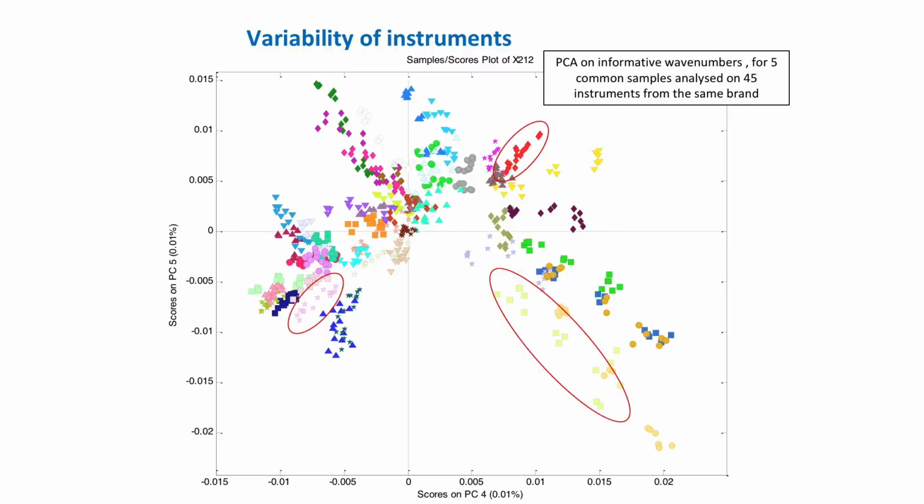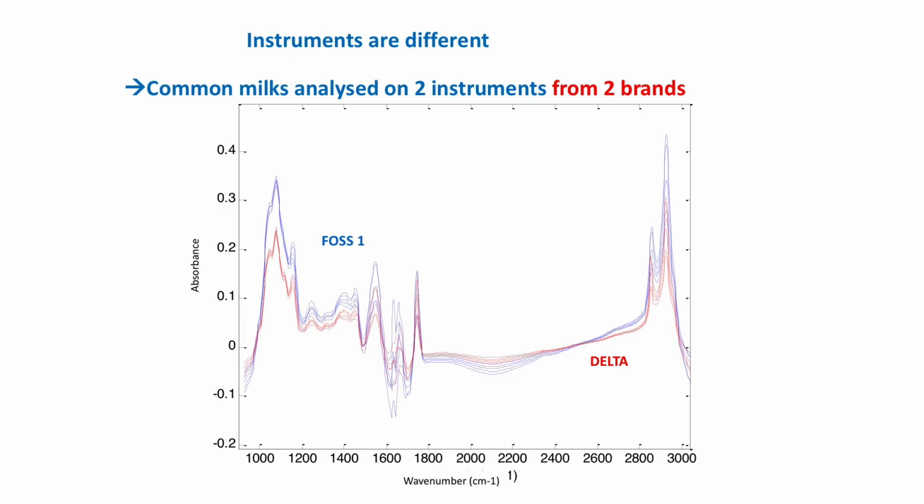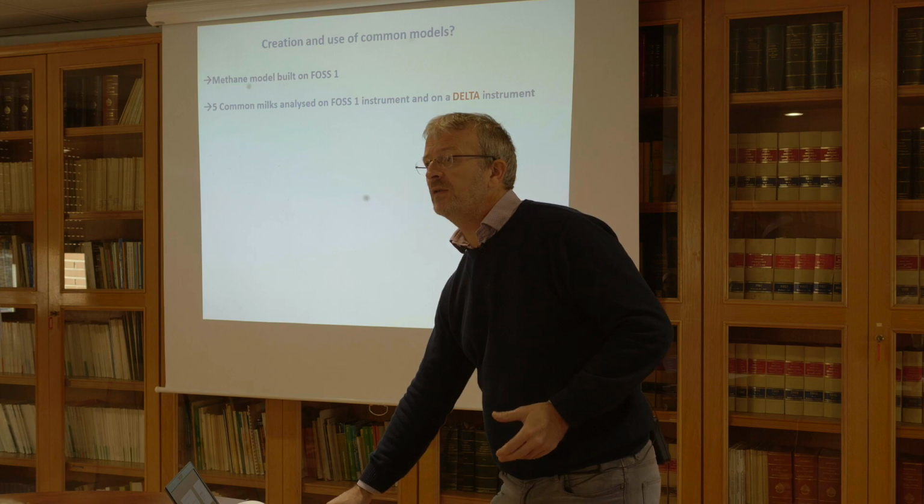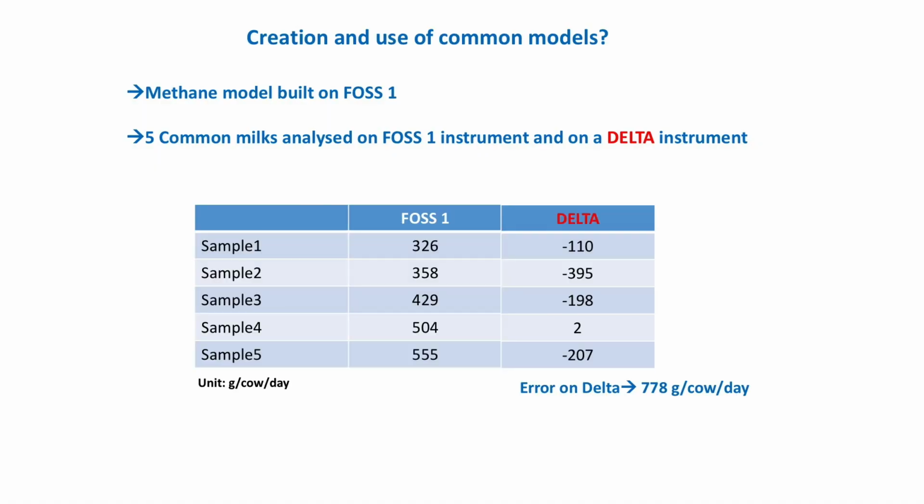And it's important. For example, if we use these 5 common samples and measure them on a first apparatus, here a FOS apparatus that we call FOS1, and another one, the Delta 1, here are represented the spectra. As you can see, they look totally different. And when you want to use a common model on these spectra, here it's the methane model, and you use it on the FOS apparatus, the apparatus that we used to create these models, as you can see, it works well.